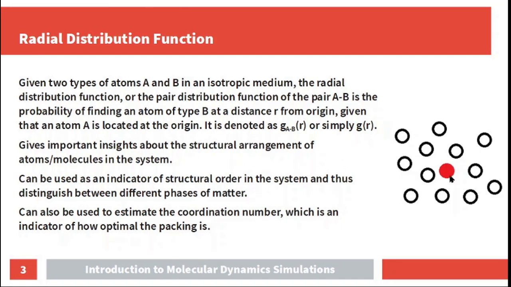This radial distribution function in this way gives important insights about the structural arrangement of atoms or molecules in the system. You can see how crowded or how sparsely populated these atoms are. So this can be an indicator of structural order in the system and thus distinguish between different phases of matter. For example, crystalline materials would have a different type of radial distribution function as compared to liquids, and liquids in turn would have a different type of RDF as compared to gases. We'll see that later. They can also be used to estimate the coordination number, which is an indicator of how optimal the packing is. That is, by coordination number you mean the number of atoms in the nearest neighborhood of a given atom.